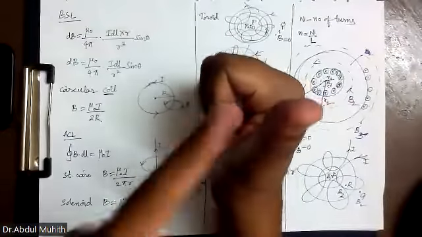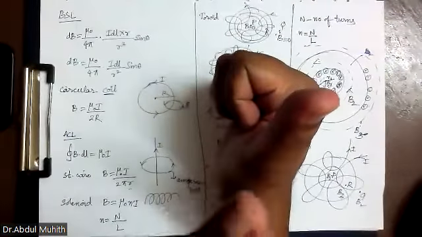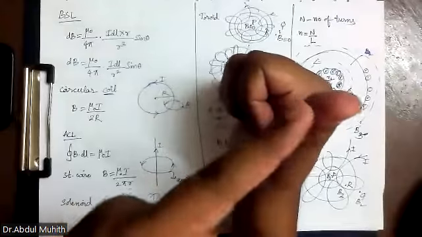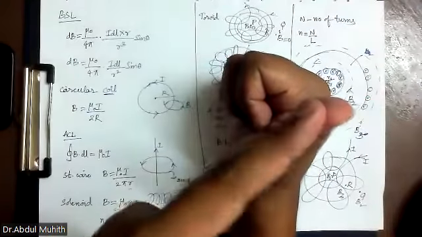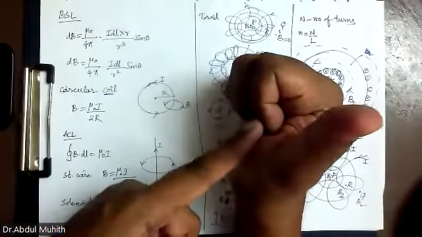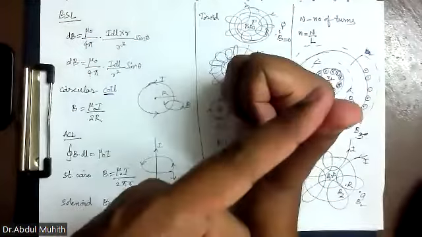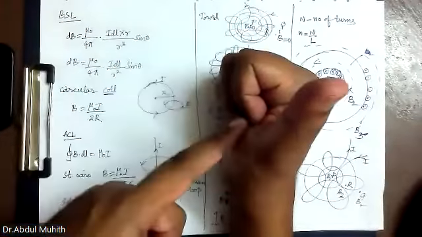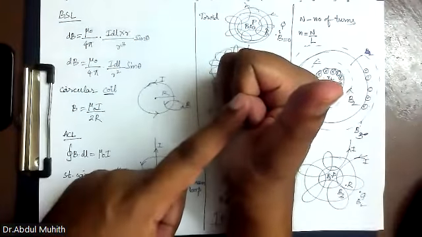We can conclude two things from the right hand thumb rule. One is, if the thumb carries the current, the curled fingers will tell the direction of the magnetic field. If this carries the current, this will tell the direction of the magnetic field. This is the first rule, right hand thumb rule.